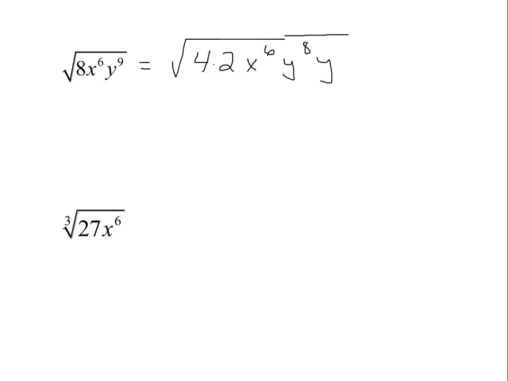So let's put everything outside the rad that I can take the square root of. The square root of 4 is 2. I'm going to cross out the ones I did. 2 I can't do anything with. The square root of x to the 6th, divide 6 by 2 and you get 3. So I'm going to put x to the 3rd out here. Divide 8 by 2, you get 4. Y to the 4th goes out there. And what's left inside that I couldn't take the square root of is the 2 and the y.